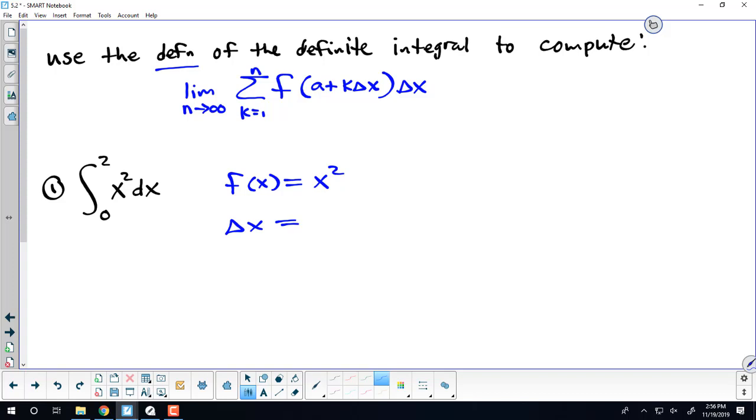Is it just 0 in this case? No, it wouldn't be 0, because we don't have 0 rectangles, right? We have infinitely many rectangles, but we have to let that number go to infinity. So that n here now, since we don't have a number specified and we're looking for an exact area, it just has to stay as n. So delta x is 2 over n.